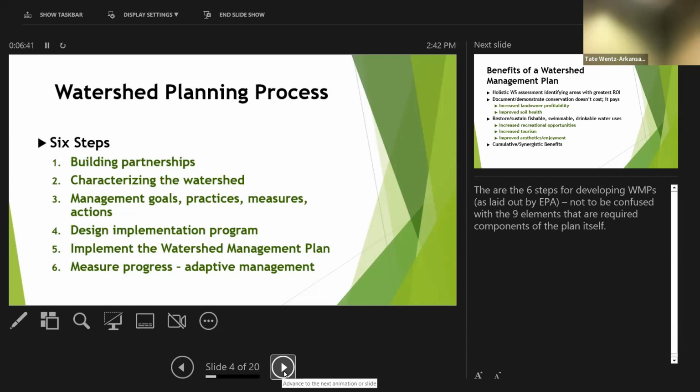Rome wasn't built in a day. This is going to take some time. We know that. We recognize that. And if you start looking at state line concentrations, there have been marked improvements in water quality. So this is going to take time. It's an iterative process.